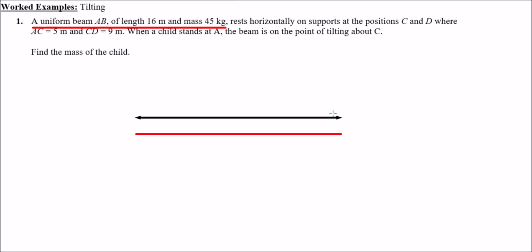So let's label this on. That's 16. Because it's uniform, we'll have a centre of mass half the way along. So half the way along will be 8 meters. So that's 8. The full length is 16. That's A. That's B. And the centre of mass is here. Acting downwards is the weight. Its mass is 45 kilograms, so the weight will be 45 g.